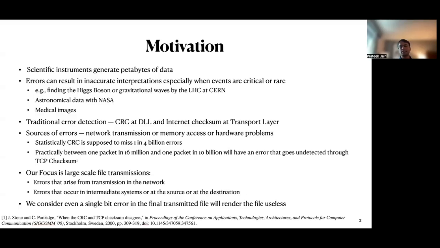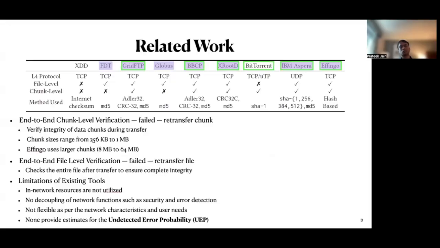Statistically, CRC is supposed to miss 1 in 4 billion errors, but practically, errors missed by both CRC and TCP combined is much higher. This is because errors arising from hardware issues or memory access might not be detected by CRC. Our focus in this paper is on the errors that arise from transmission or hardware issues or in the intermediate system or at the source or at the destination. We consider even a single bit error in the final transmitted file will render the file useless, requiring a retransmission.